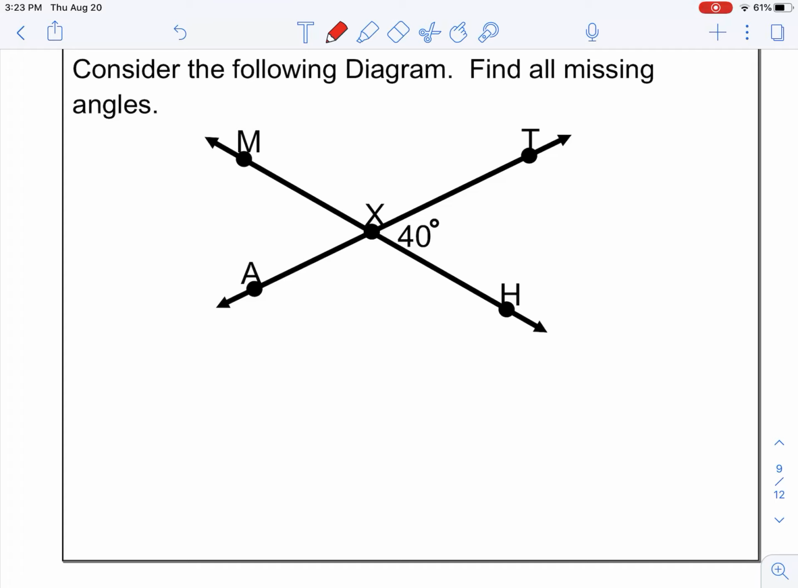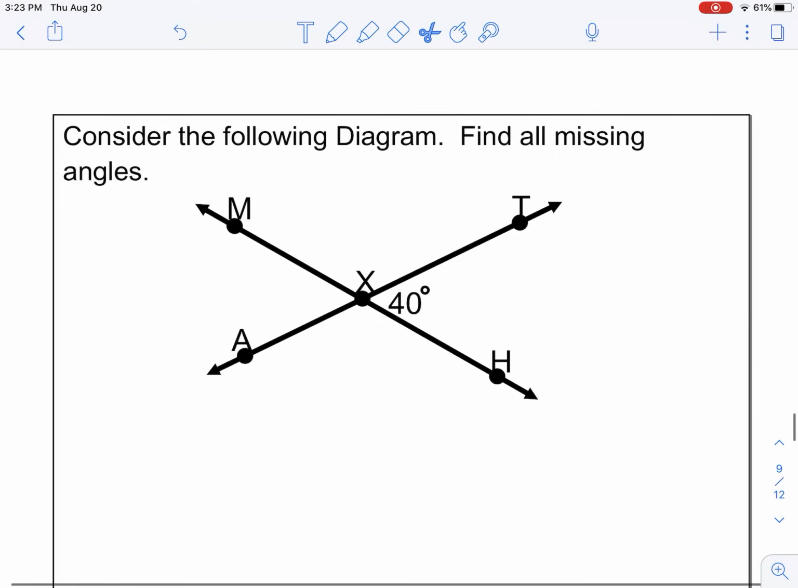Okay, next. It says, consider the following diagram. Let's find all the missing angles. So the problem with this problem right now is the fact that we're not in class, because this is where I hand out protractors and I have everyone measure the angles, okay? So I can't hand you a protractor right now and say measure the angles.